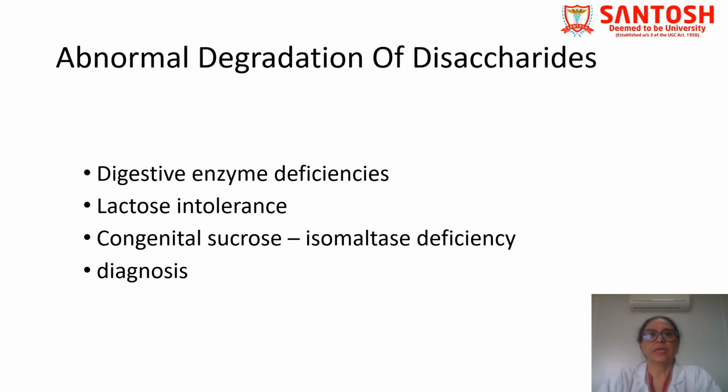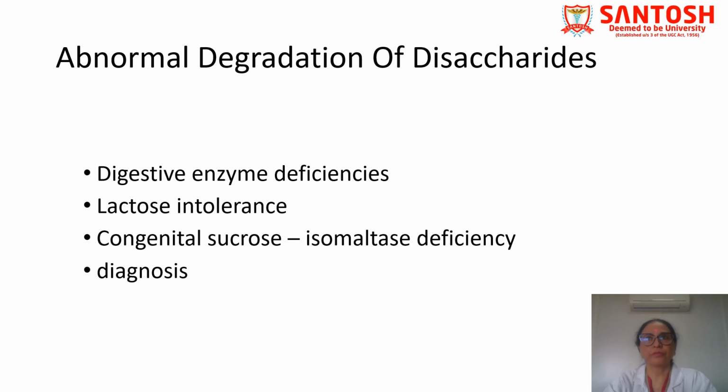What happens when there is abnormal degradation of disaccharides? And why does it happen? It happens because of digestive enzyme deficiencies. If the enzyme is deficient or not working properly, there will be a clinical condition, because the sugar will not be broken down into monosaccharides for digestion, and it will create clinical symptoms. For example, lactose intolerance. When the lactase enzyme is missing from a person's system, what happens? Milk is not digested properly.